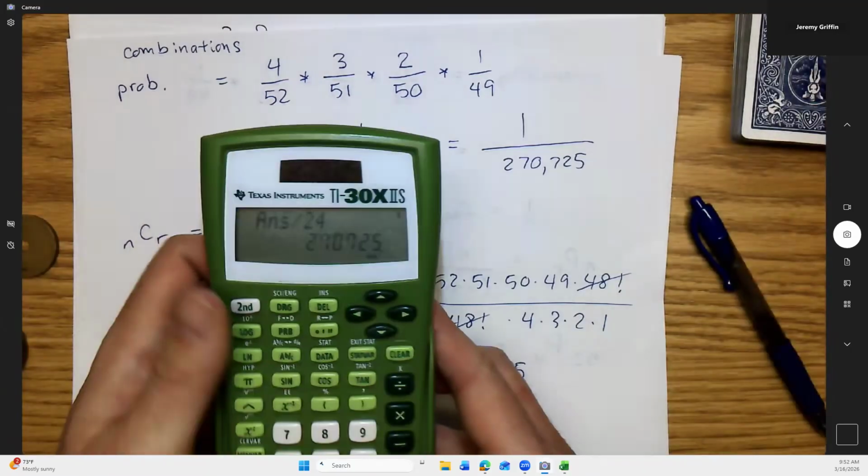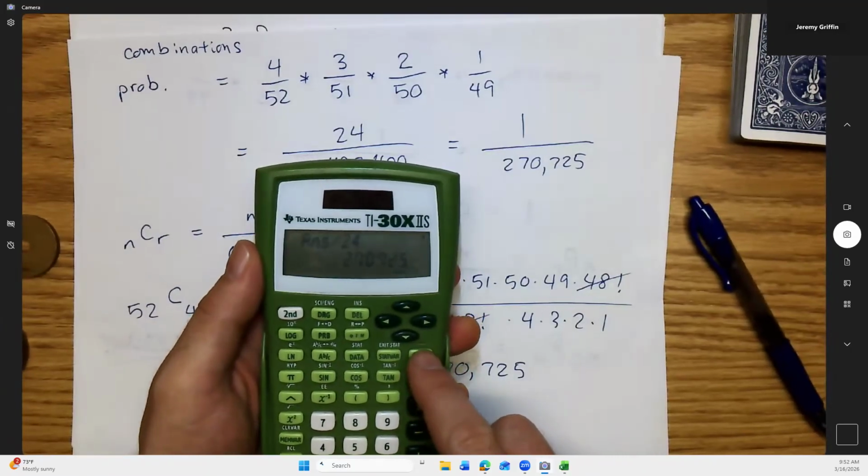Finally, I think I showed you guys this last semester, but the calculator will do all this. So let me show you guys this too. Let's go back to permutations.